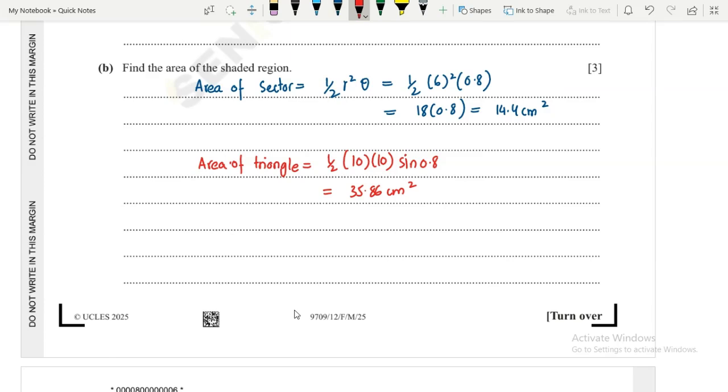Now the shaded region will be 35.86, the whole triangle, minus 14.4. It comes out to be 35.86 minus 14.4, which is 21.46. You can just simply write it 21.5 cm square. So it was just an easy question, but you have to work systematically so you can get the correct answer.